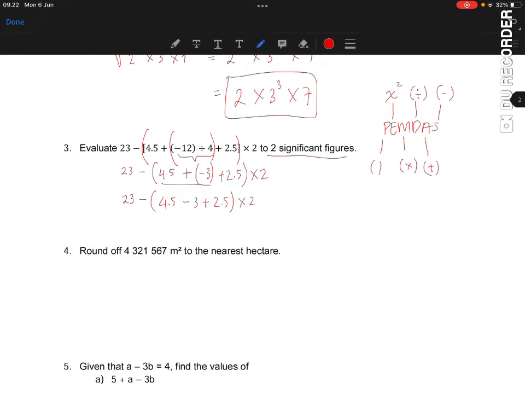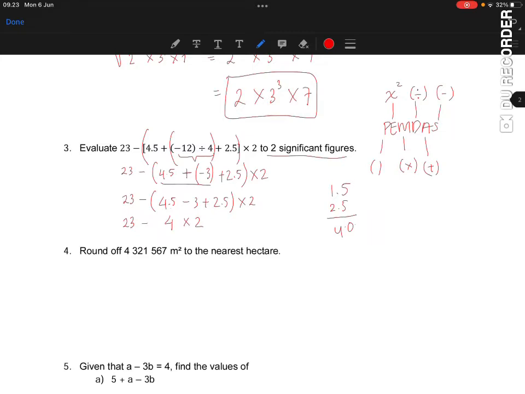Now let's do it inside the bracket first. We have 4.5 minus 3, it's 1.5. 1.5 plus 2.5, it is going to be 4.0 or just 4. We finished the parenthesis now. Let's move on to the order of operations again.